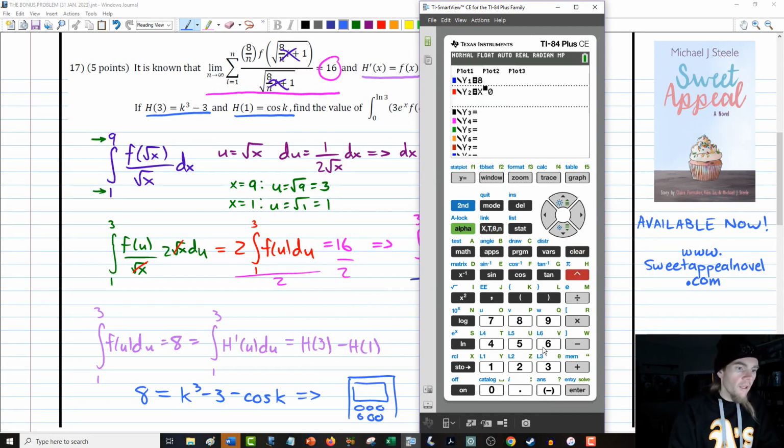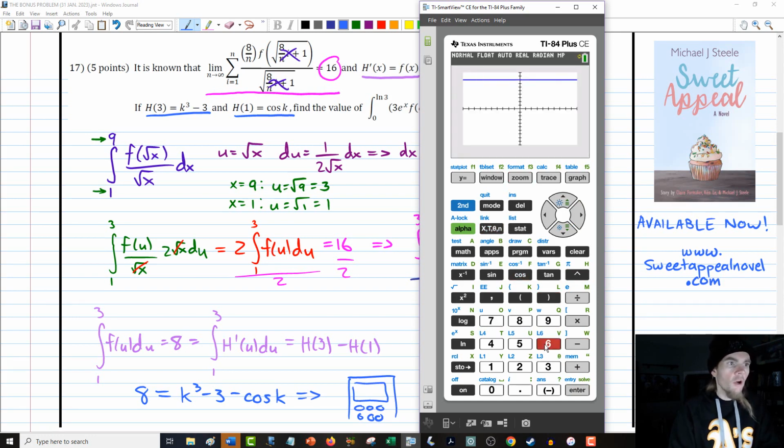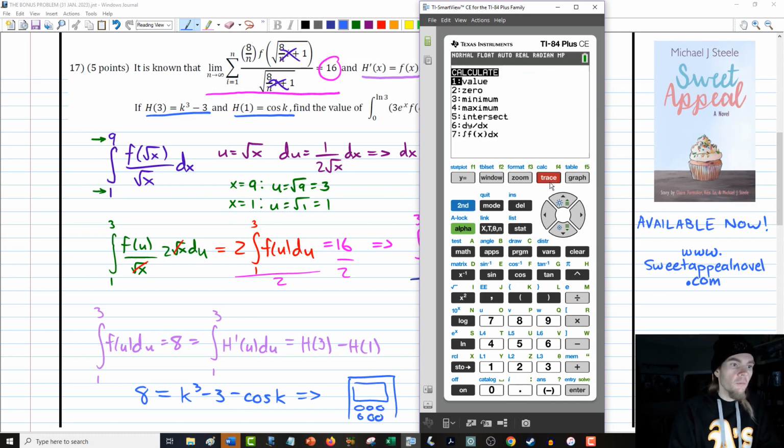And then I'll let x play the role of k. So we'll have x cubed minus 3. Let's make sure that did it okay. There we go. Minus cosine of x. And then I'm going to zoom 6 this. I'm going to hope that it shows up. There it does. We've got one intersection point, so let's go find the intersection point.